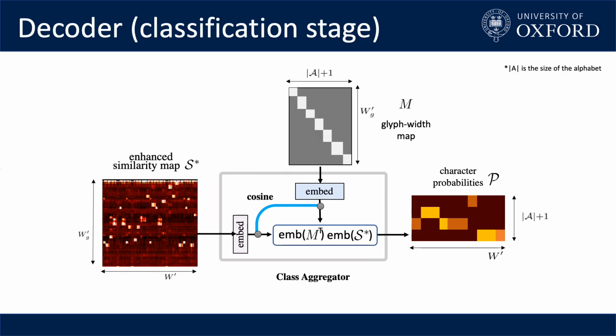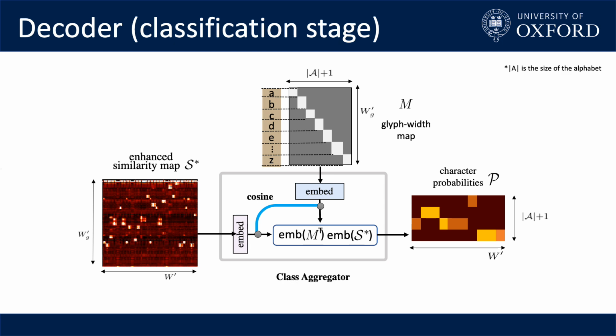The second stage of the decoder is the classification stage, where the enhanced similarity map is decoded into a probability matrix over the alphabet. Another glyph width map is input into this stage to aggregate the similarity map into classes. It is a binary map with number of columns equal to the size of the alphabet. Each column corresponds to a glyph exemplar.